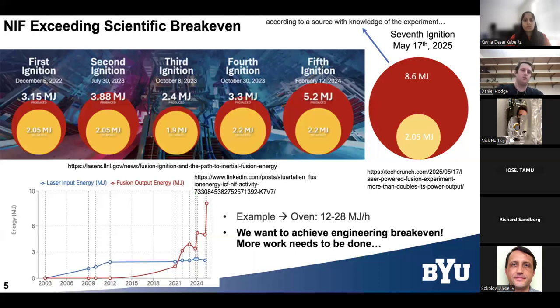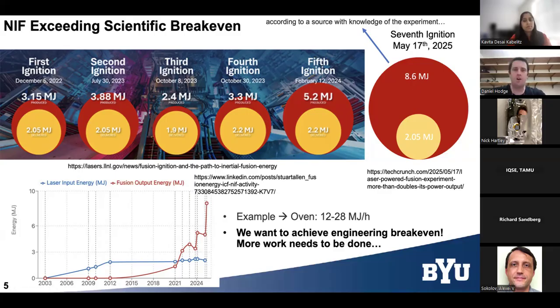And so this brings us to exceeding break even. There's a lot of scientific break even that's been done. This is an older slide. I think there's been 8 total, so I have 7 here. From 2022 all the way to 2025, there's been a lot of successes in terms of getting a lot more energy output than input. Specifically, earlier this year, we got like a 4 times output, which is really significant.